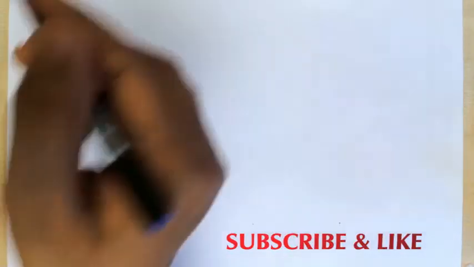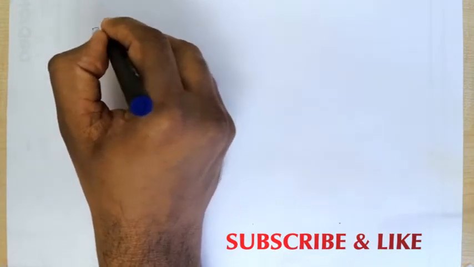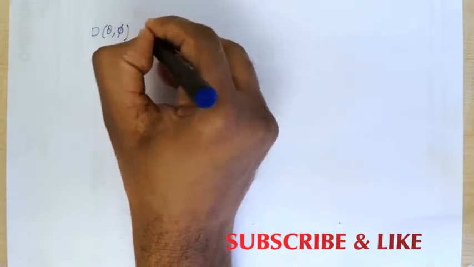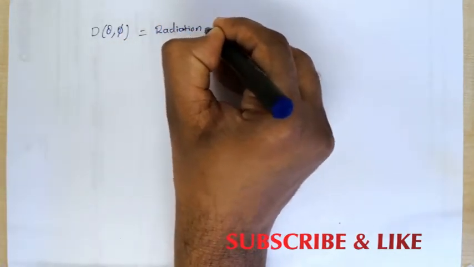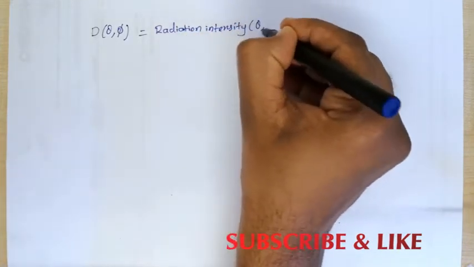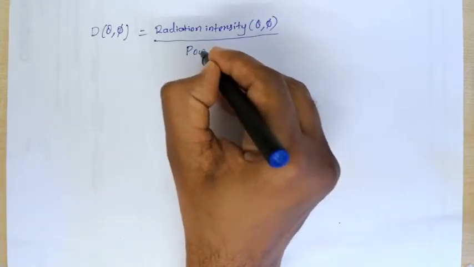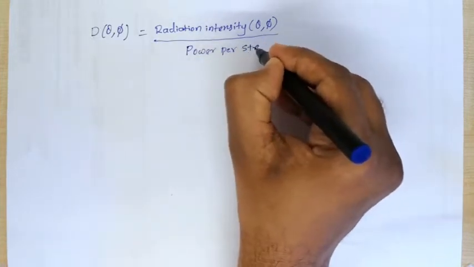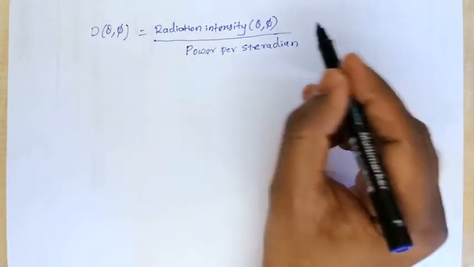So the directivity of an antenna, let's say D, which varies in theta and phi, is given by the radiation intensity that varies in theta and phi divided by the power per steradian.